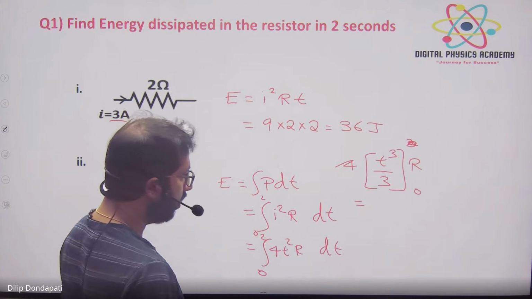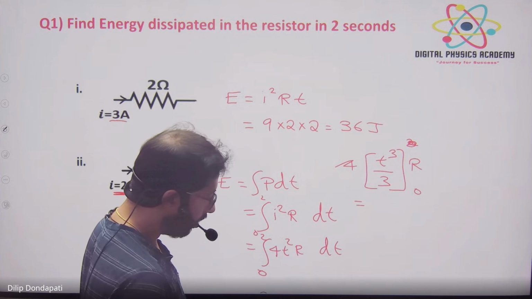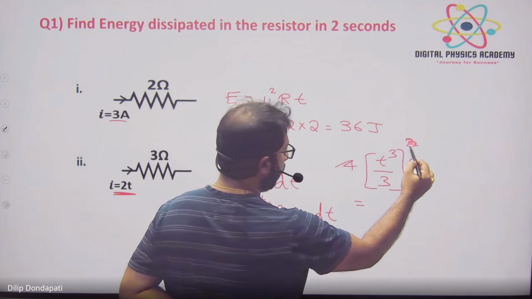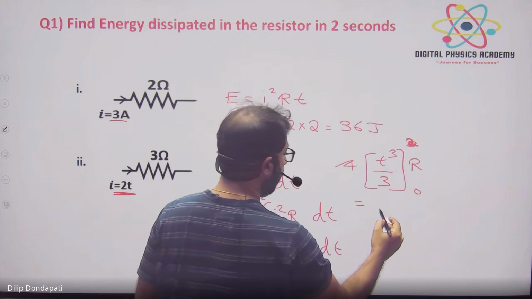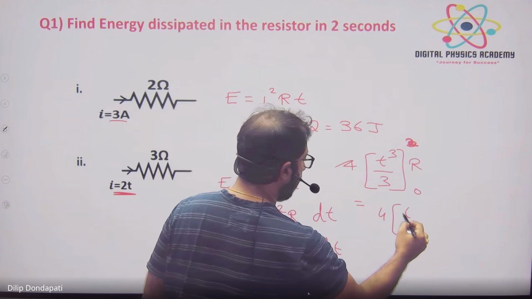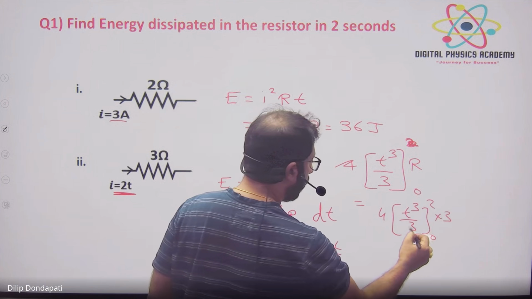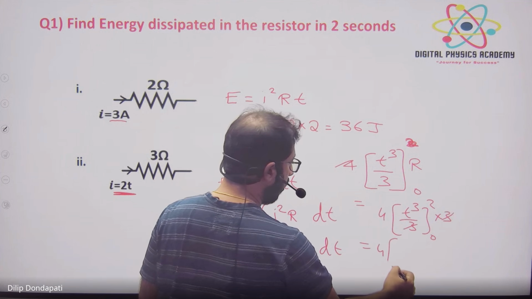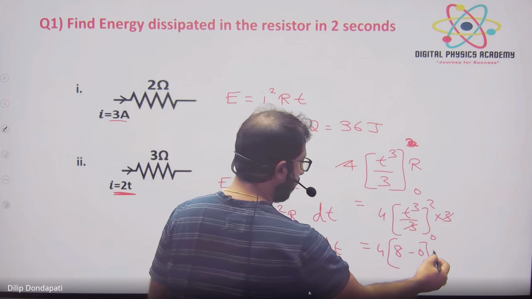64/3, yes, 64/3. Now cancel, what will be left? Yes, cancel, how much will come? Now substitute 0 to 2 seconds, right? R is how much? R is 3. So 3 cancels. So 4 into t cube by 3 into 3, 0 to 2. So cancel. Do it: 4 into 2 cube is 8, minus 0. So it is 32 joules.